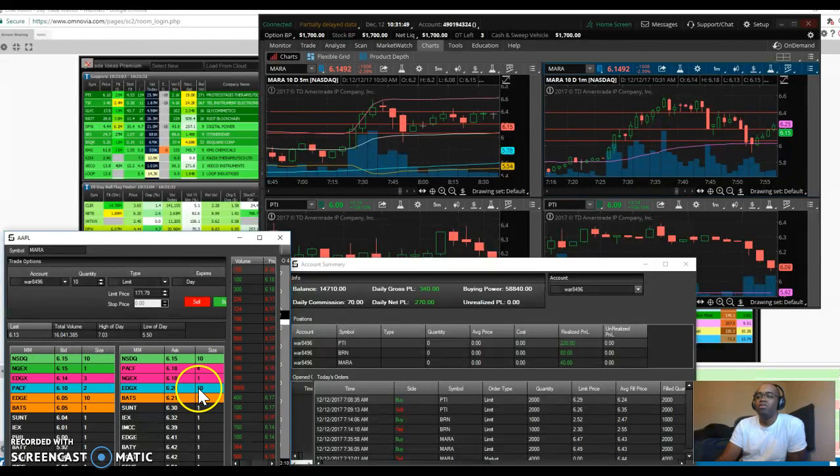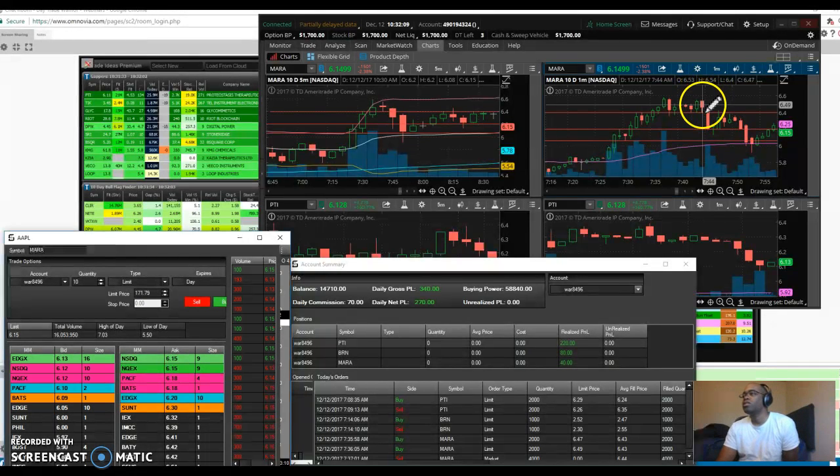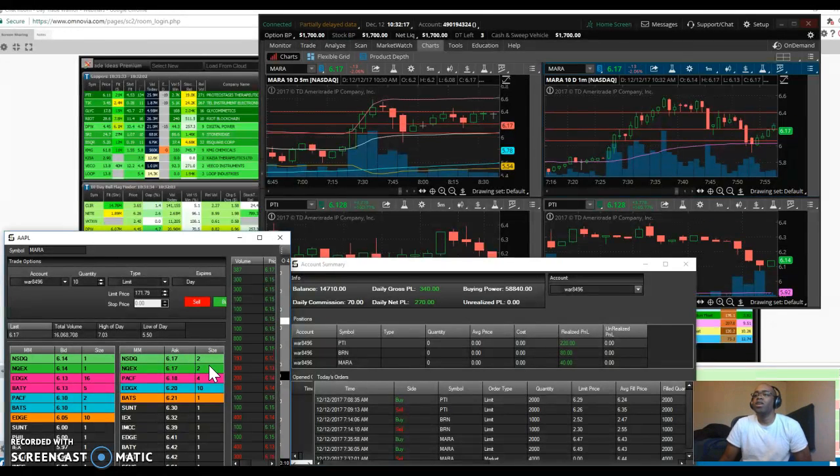I'm looking for sellers on this level 2 of big size, something that could stop the price. And that happens a lot around the half dollars or the full dollars in price. So 6.50 is strong resistance, $7 flat would be the next level. And so you probably want to exit your trade if you're not confident in breaking that level.